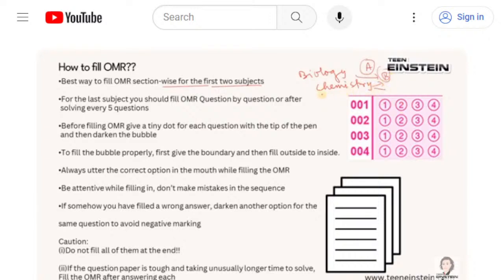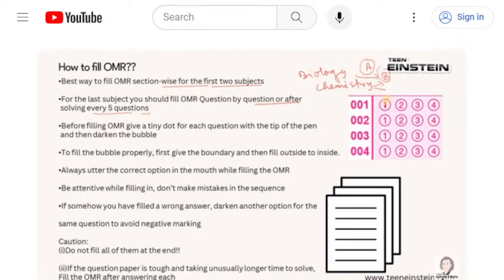For chemistry you have to do the same. But for the third or last subject you are attempting, you must fill the OMR sheet either question by question or after solving every 5 questions. Otherwise you may run short of time and fill it wrongly. Before filling the OMR sheet, you should give a tiny dot like this. Suppose in question number 1 I have got option 1, so let me give a dot like this. It's just a tiny dot, and then go to the question paper and see whether you have chosen the correct option here or not.